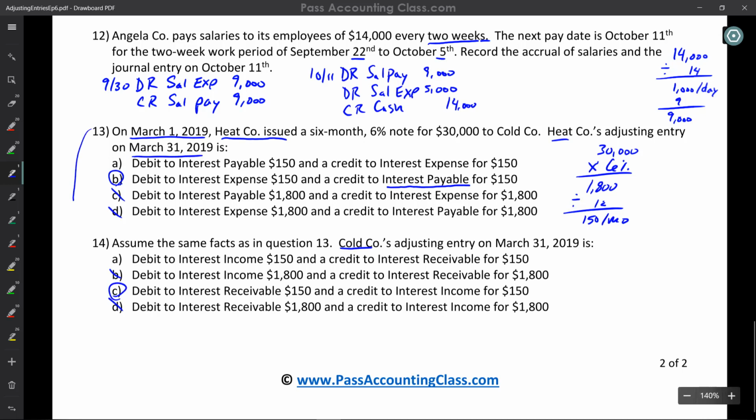I put these two questions in here because I wanted to show the relationship between the payable and receivable and an expense and a revenue account. So whenever you have a transaction like this, if one party has a payable and an expense, the other party is going to have a receivable and a revenue. So I just wanted to show the relationship here.